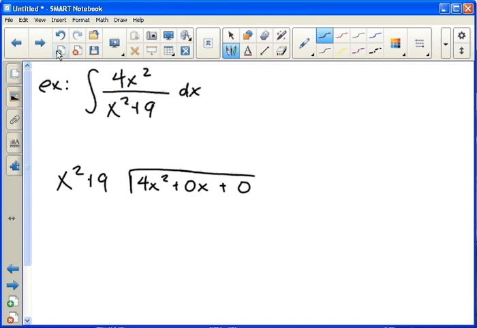So the first step is to divide. x squared goes into 4x squared 4 times. Next we multiply. 4 times x squared, 4 times 9. Then we subtract: 4x squared minus 4x squared, nothing. 0 minus 0, nothing. 0 minus 36 is negative 36.